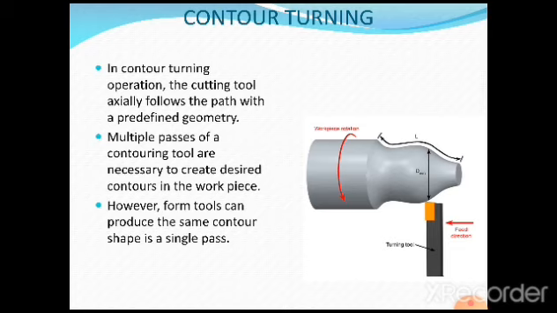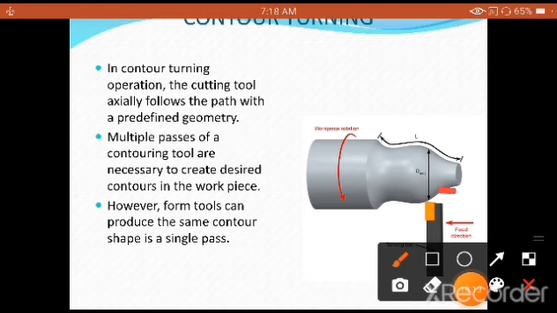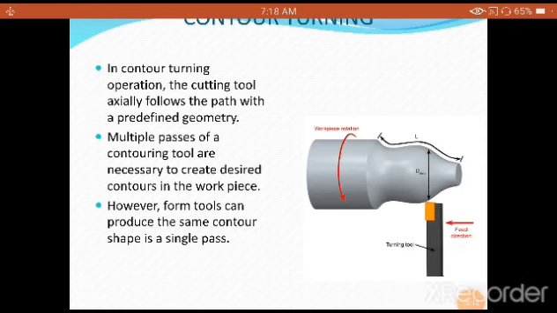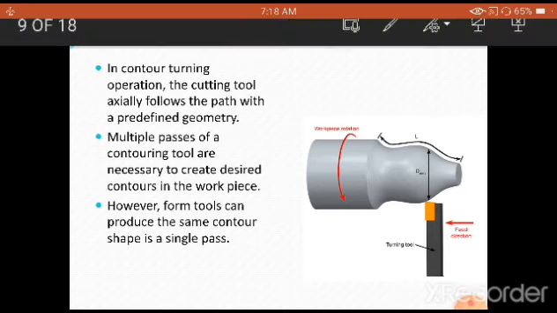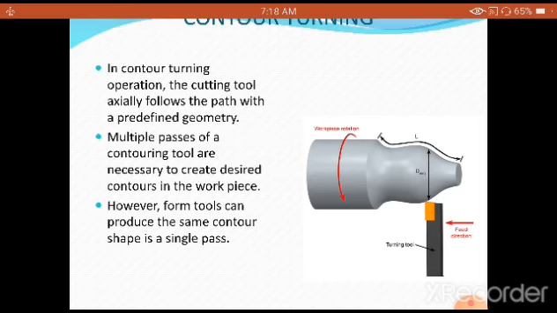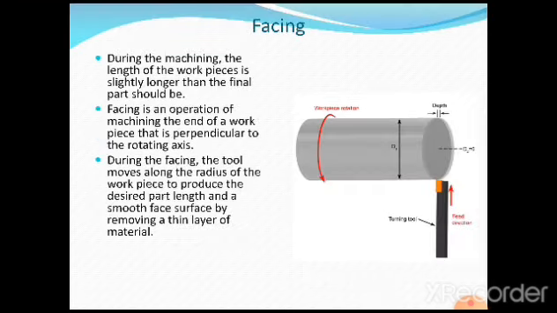Multiple passes of a contouring tool are necessary to create desired contours in the workpiece. However, form tools can produce the same contour shape in a single pass. So there are two methods. We take the help of a single point cutting tool and form like this. This is one process, and another process we are going to discuss while doing the forming operation in the subsequent slides.